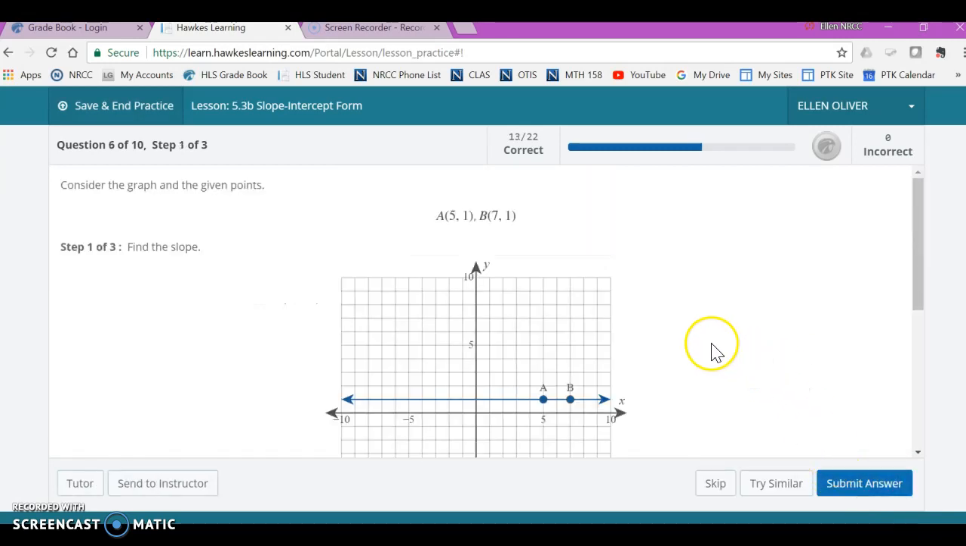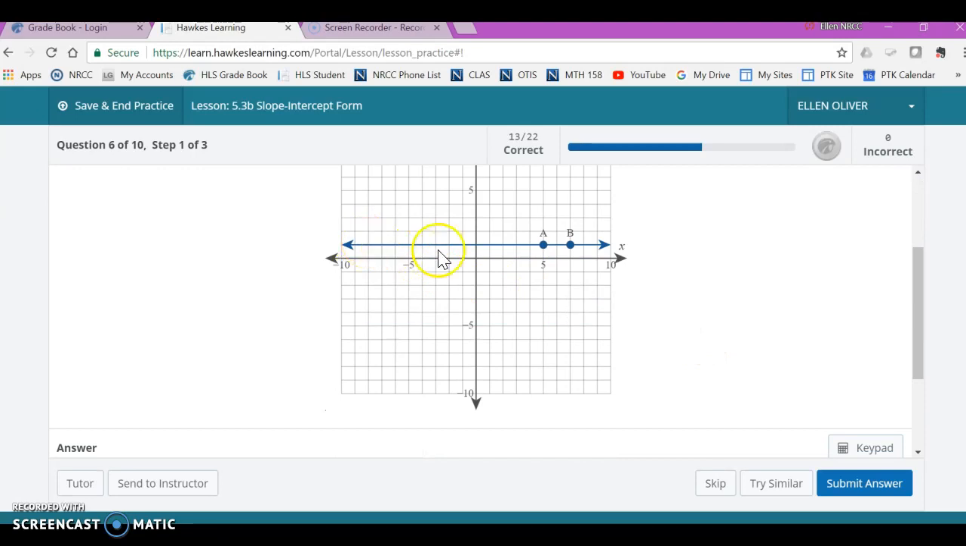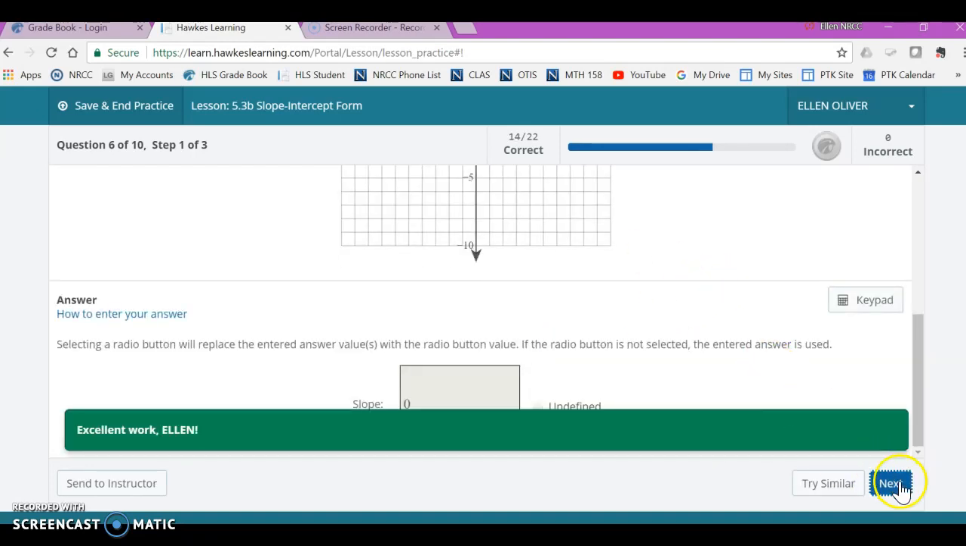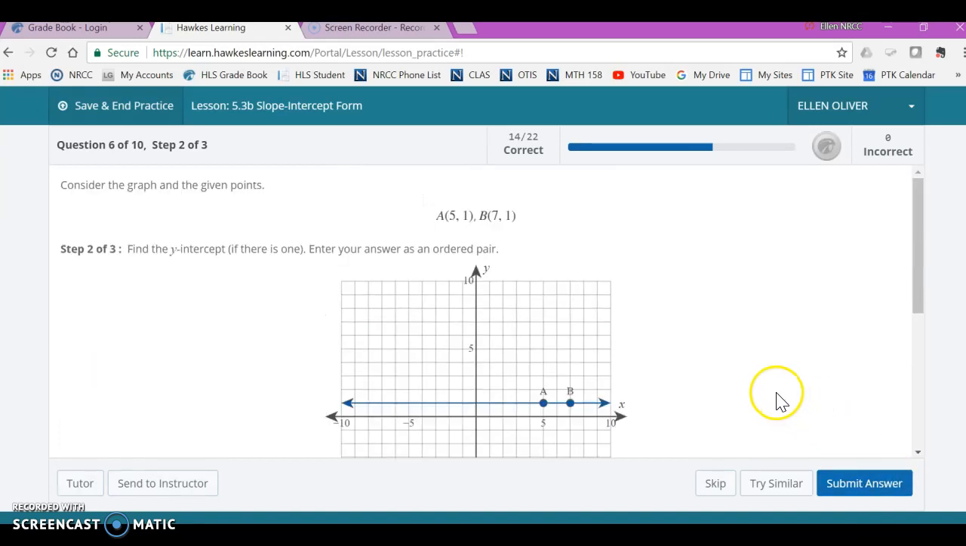All right, find the slope. Well, this is a horizontal line, so my difference in my y's, there's no difference. My x changes, but my y doesn't. So it's going to be 0 over 2, or just 0. And the y-intercept, it goes through 0, 1.